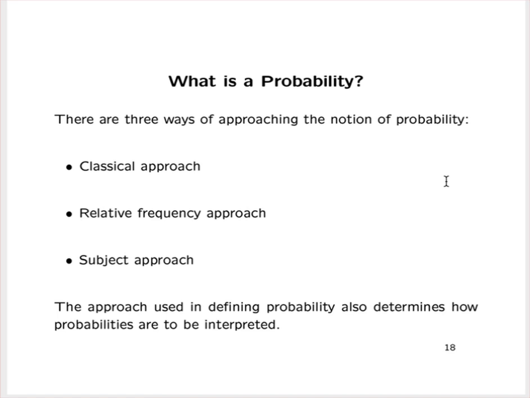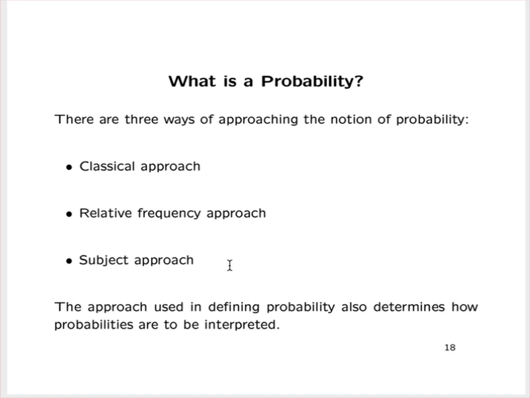Now, the reason I chuckled when I said I was going to define each of these terms, and in particular probability, is that there are actually three ways of thinking about probability, three ways of defining probability, or three ways of approaching the notion of probability. And these three ways are the classical approach, the relative frequency approach, and the subjective approach.